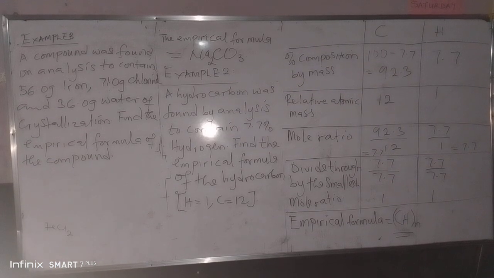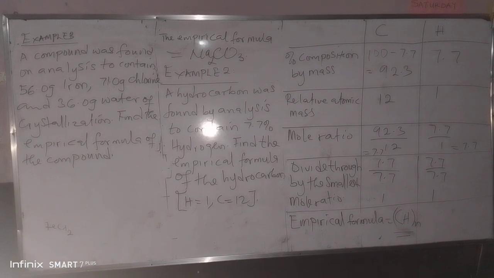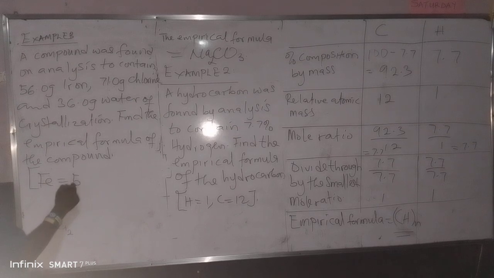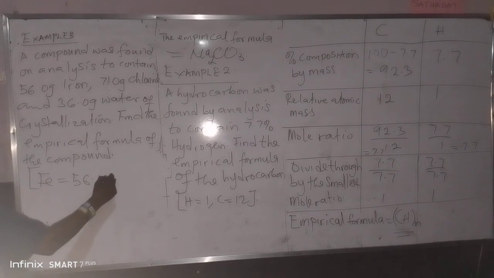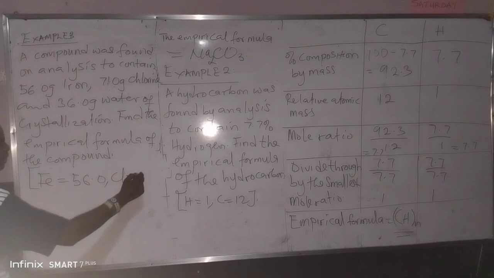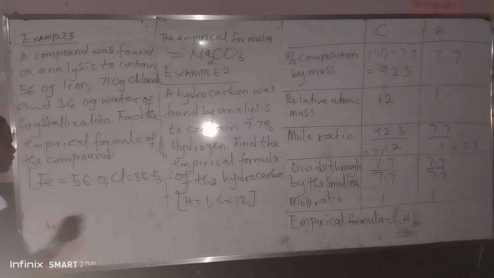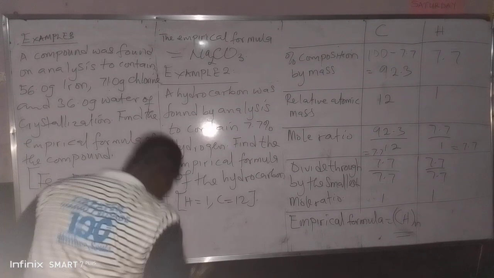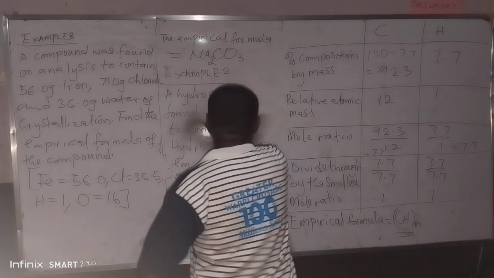So this is another work here on the board. To do this, they will also give you Fe is 56.0, Cl is 35.5, then H is 1, O is 16. So you are doing something like this. What do we do to solve this problem?